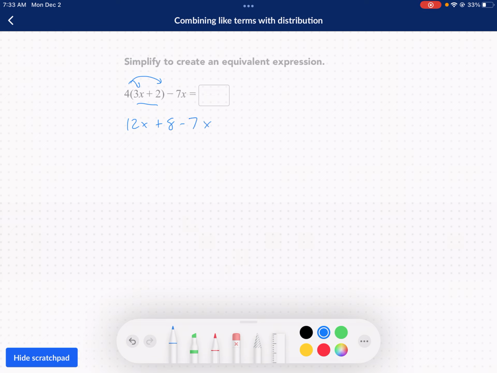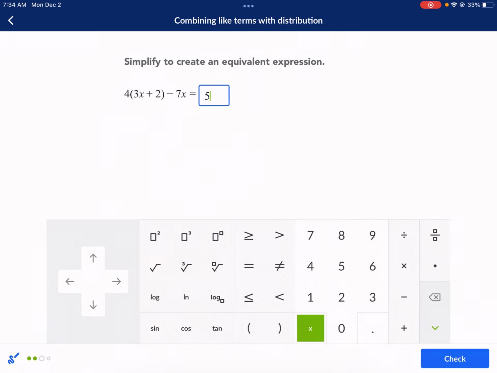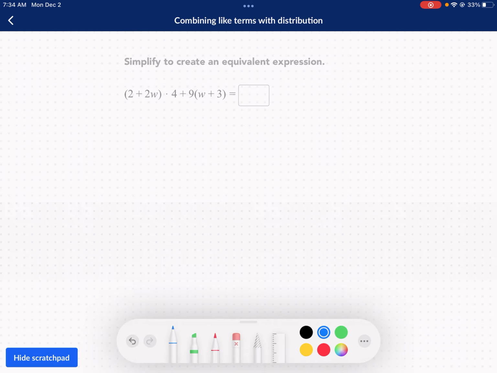So pretty simple there. And this time there's no other constants. 8's by itself, so that's going to stay. But I have variables here, 12x and then a minus 7x. And if I do that, 12x minus 7x, I get 5x, and I add that 8, and I'm done. So 5x plus 8 is my final answer, 5x plus 8. And it looks like I have one more question. My final question is a lot of distribution.